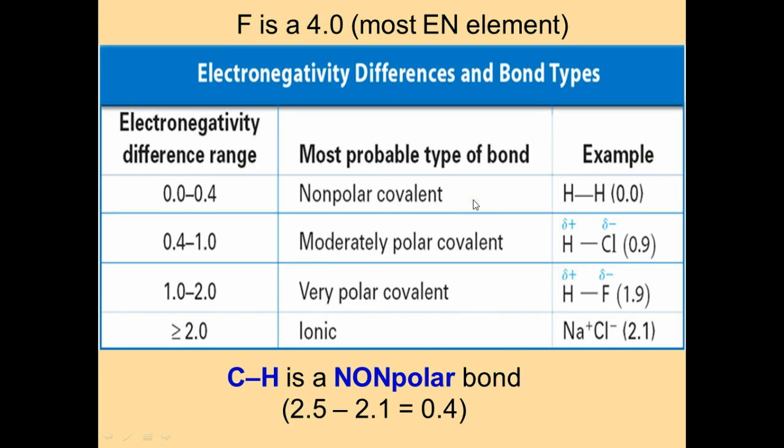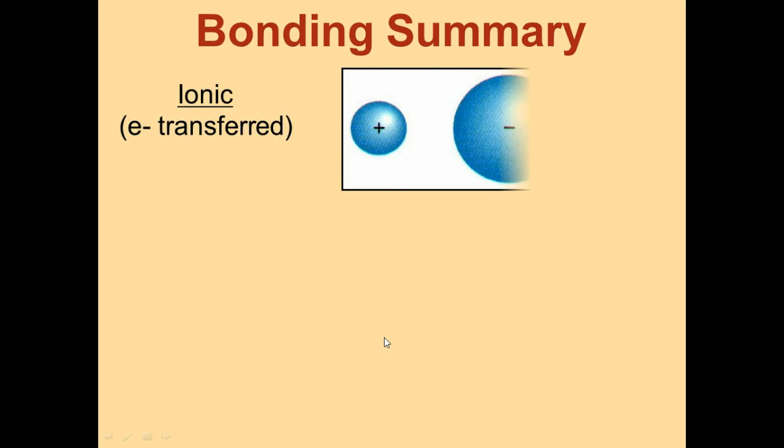And just FYI, fluorine is the most electronegative, and it has an electronegativity of 4, and everything else is lower. So if you subtract the difference of 2 different elements that are bonded, you can tell whether it's polar, nonpolar, very polar, or ionic. And so pretty much here's the summary.